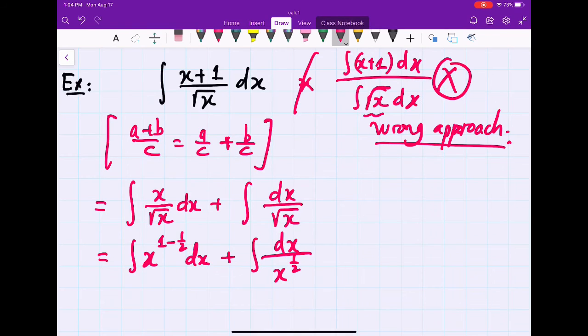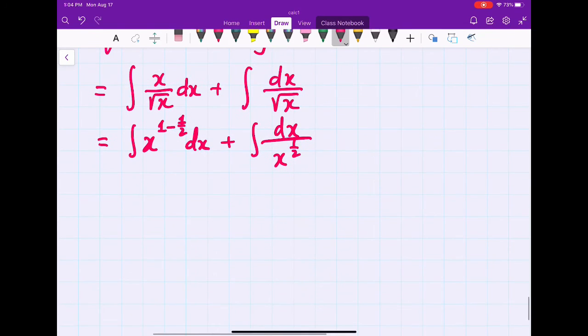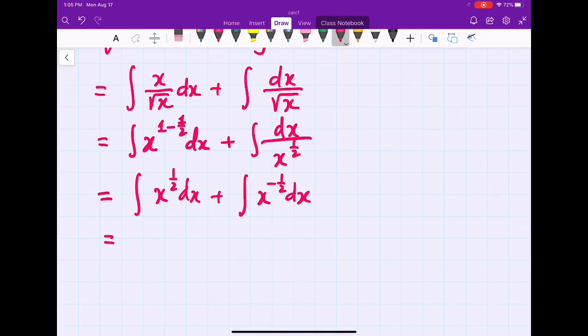If you still remember how we do that with differentiation, usually we try to write radical functions in the form of power functions, and then we use the power rule. We do almost the same thing for integration. So in this case I have x to 1/2 dx, and on the other side I have x to negative 1/2. I just flip that. Now I use the power rule for each function.